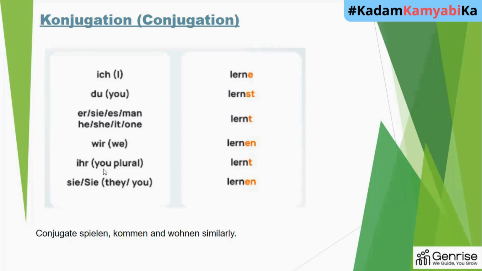Wir is we. Ihr is you plural, informal. It's ihr with a capital I, and sie is they all, with a small s.